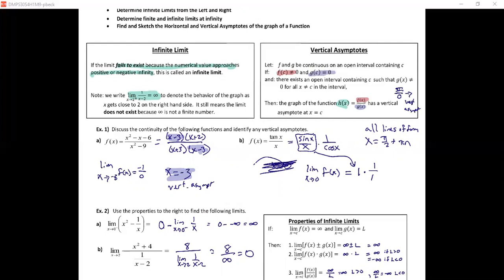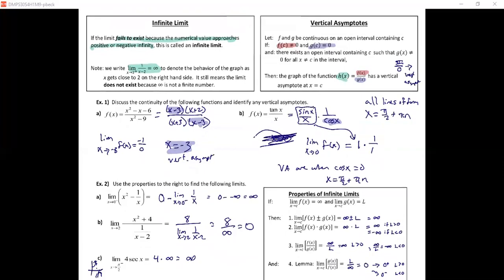So the only vertical asymptotes are really going to occur when cosine of x equals 0. So vertical asymptotes are when cosine of x equals 0, and that would be at x equals pi over 2 plus pi n or k. I prefer to use n because n usually indicates that we're going to be increasing by integer values.